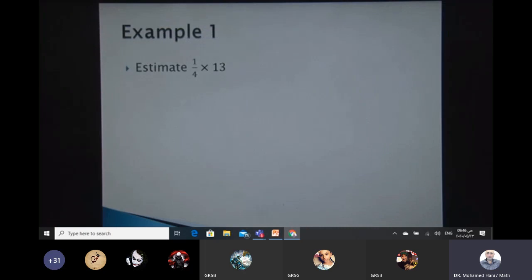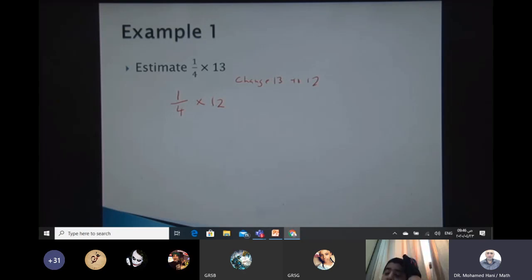So example 1, we want to estimate 1/4 times 13. 13 won't go into 4, but the closest multiple of 4 to 13 is 12. So I'm going to change 13 to 12 because it is the closest compatible number. What makes this number compatible is that, since it is a multiple of 4, it is divisible by 4.